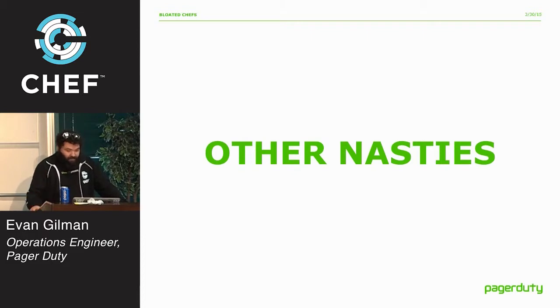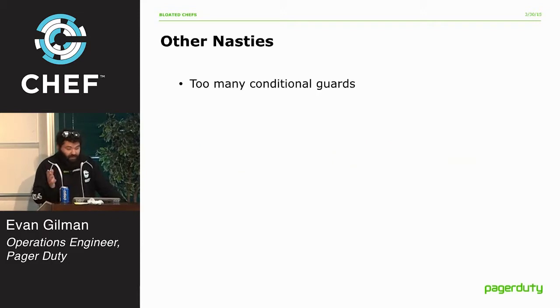So along the way, there are a few other nasties that we discovered. One of them was too many conditional guards. So we had a lot of not_if and only_if guards. Some of those would call binaries to do the check, and some of those binaries take a second or two to fire, especially if you're using Bundler, because Bundler is notoriously slow to set up its environment. So if you have anything like this, not_if checks contribute a lot to Chef run slowdown, and they add up quite quickly. If you have to use only_if or not_if, use it, but just keep it as simple as you can. Ruby is best.